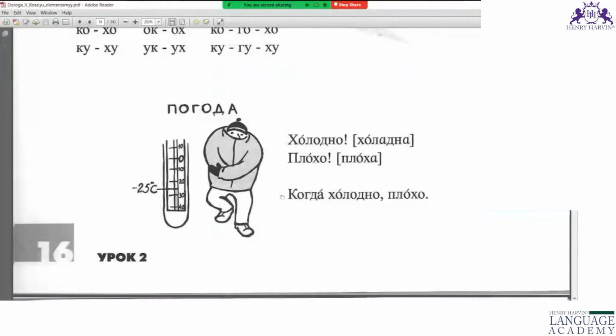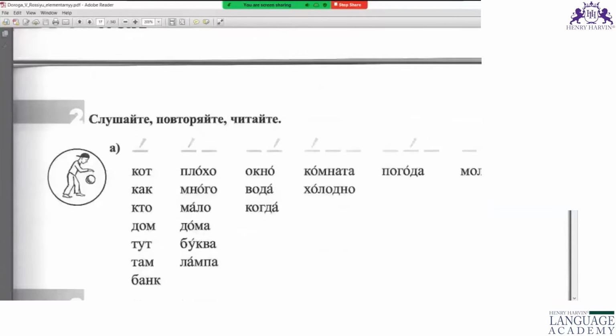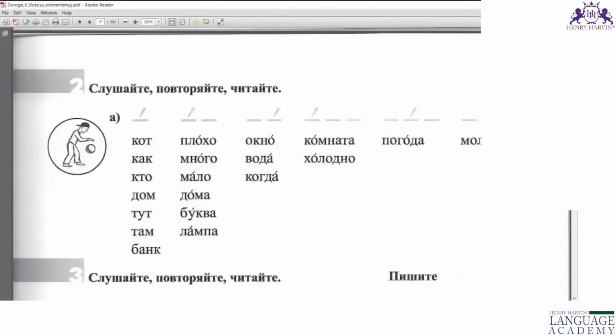Когда холодно, плохо. Do you agree? I know that most people from India want the opposite. When it is cold, it is good, you think, right? Because when we are from a cold country, we tend to want more sun. But when you are from a hot country, you want less sun sometimes, right? Okay, so когда холодно, плохо.